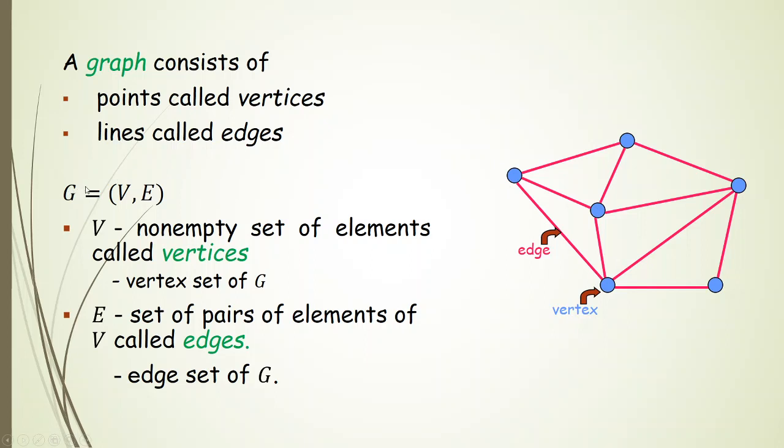So we normally write G as this pair (V, E), where V is your non-empty set of elements called vertices, also called the vertex set of G. And your E here is the set of pairs of elements of V called edges. So your E is called the edge set of G, and your V is called the vertex set of G. V is the set of vertices in your graph, while E is the set of edges in your graph.